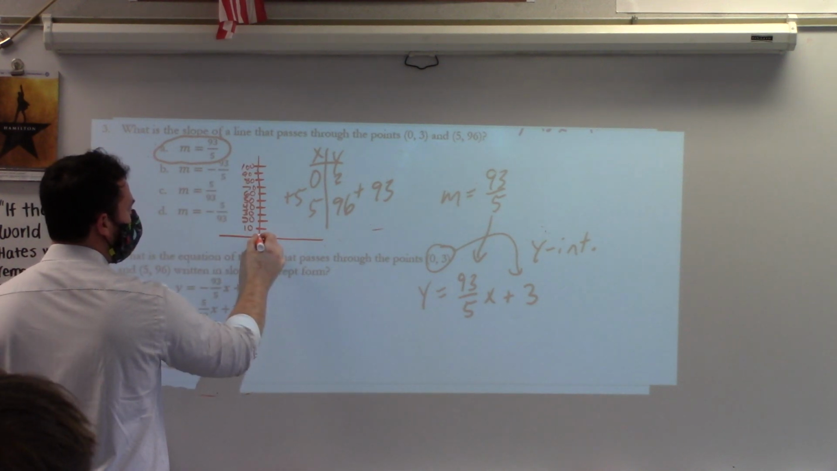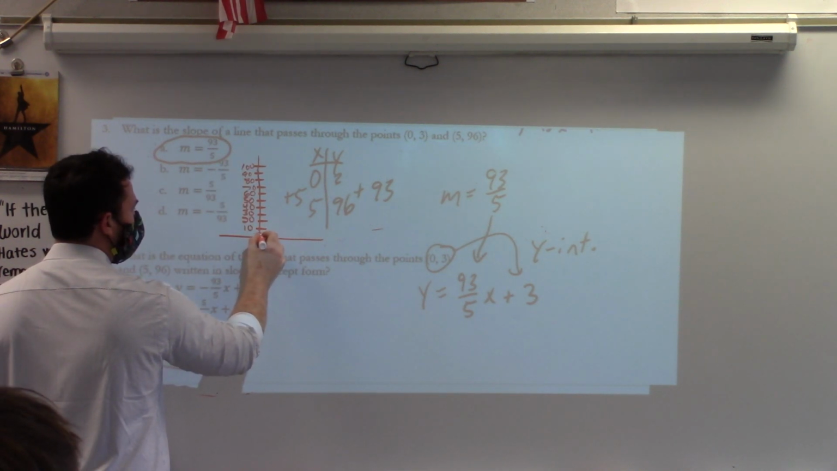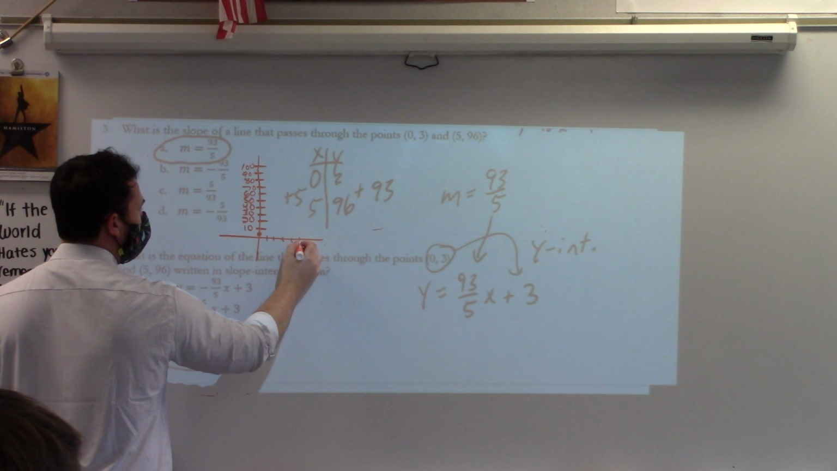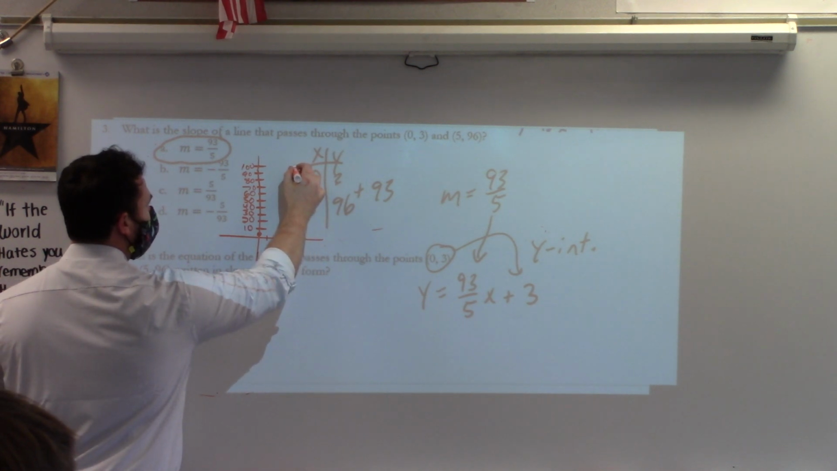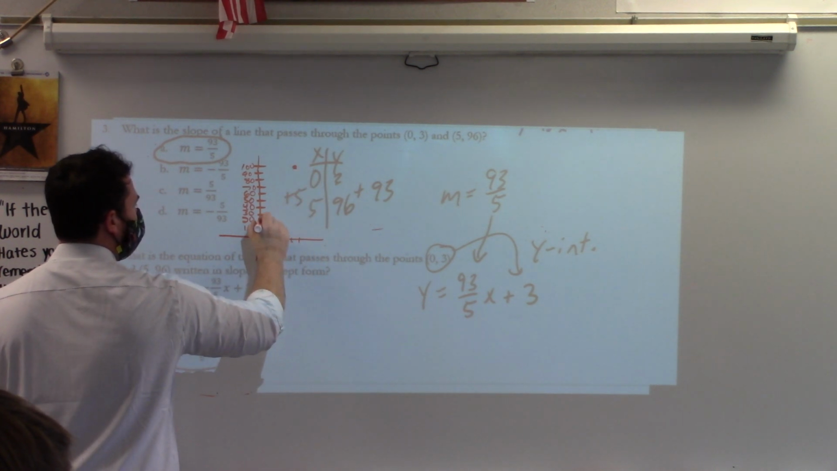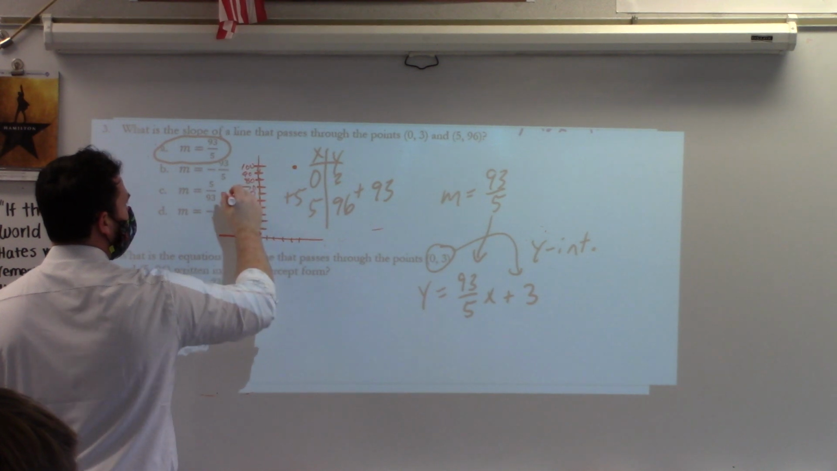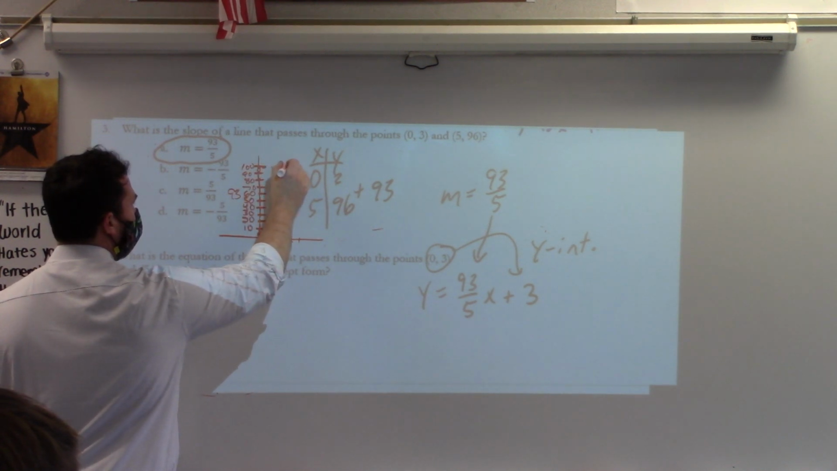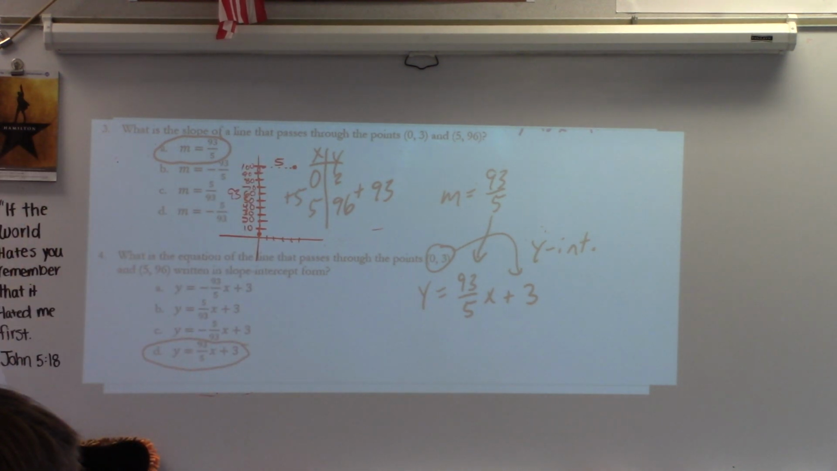All right, I'm starting at 0, 3. 1, 2, 3, 4, 5. By 5, I'm at 96. Okay, so I rose 93. I ran to the right 5. Even that would have helped you realize I'm going up and I'm going to the right. So it's a positive slope. Has to be A or C. And I'm going up way more than I'm going to the right. So it had to be 93 divided by 5.